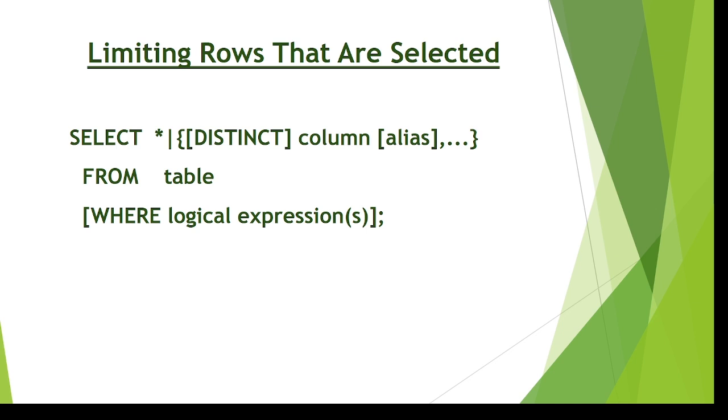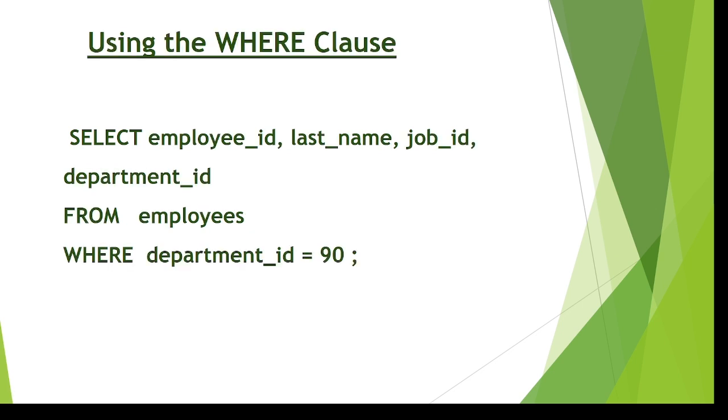Here, as you can see, we have this optional where clause with logical expressions, which is used to impose restriction on the rows that are selected. In the example, this SQL query retrieves the employee ID, last name, job ID and department ID columns from the employees table specifically for the employees who belong to the department with department ID equal to 90.